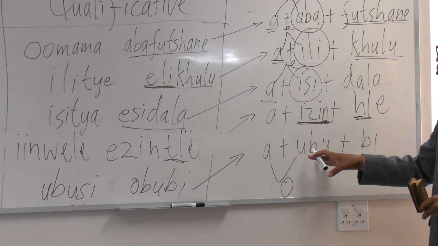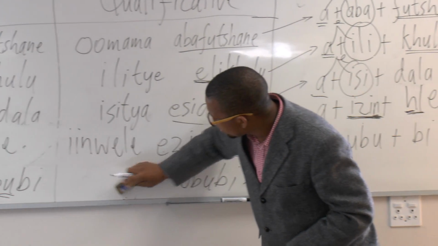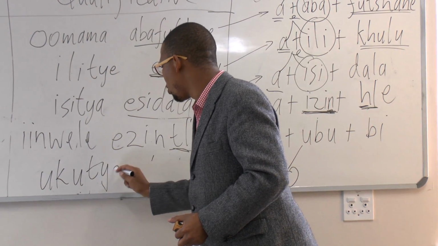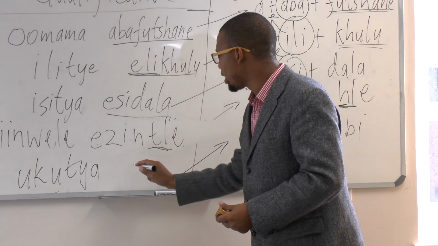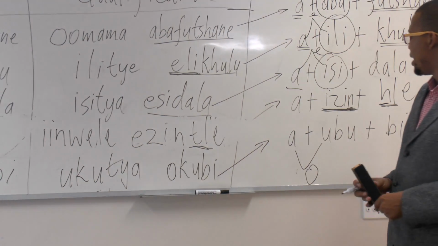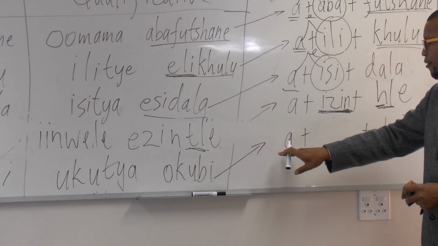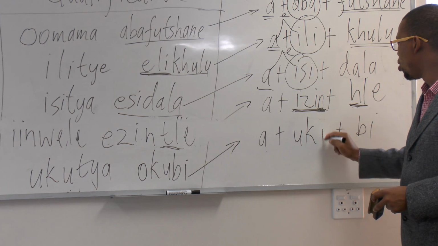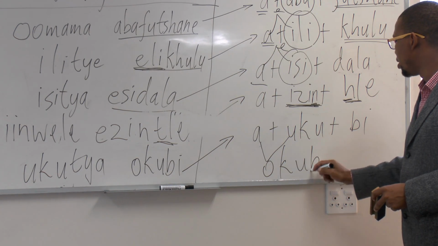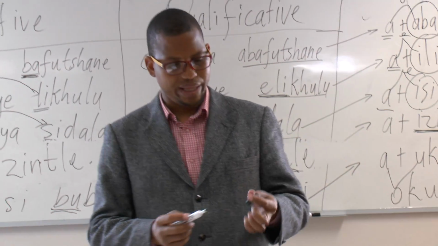Then ubusi obubi. Then if you could, for example, do class 15, say you change this into class 15, you use ukutya, class 15, ukutya. Then if it's bad food, it's going to be ukutya okubi. This is class 15. Then, in the case of class 15, as you can see there, the formula is formative A plus uku plus B. Then A plus U gives us O, and then you get okubi, ukutya okubi. Those are the adjectives when they are used with the strong nouns.